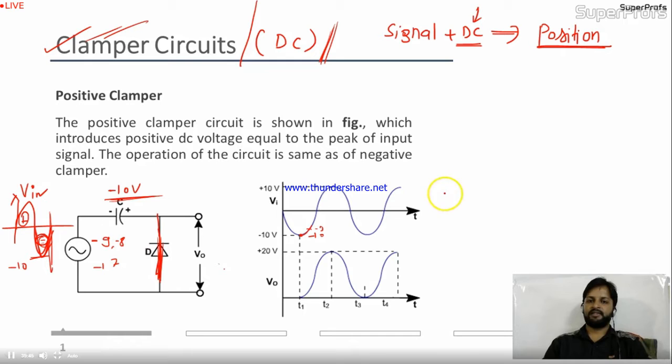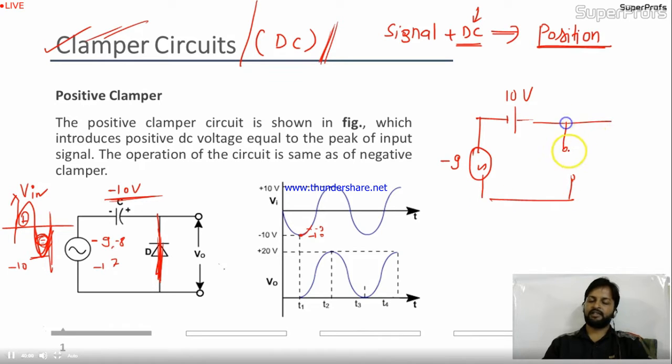Tell me. See, the situation is your capacitor is charged like this. Your capacitor is charged to 10 volt. Now this is your input, and input is minus 9 volt. Let's take it after minus 10, it's reducing to minus 9. In this case, here the diode is also given. What is this voltage? 10 minus 9 means 1 volt.